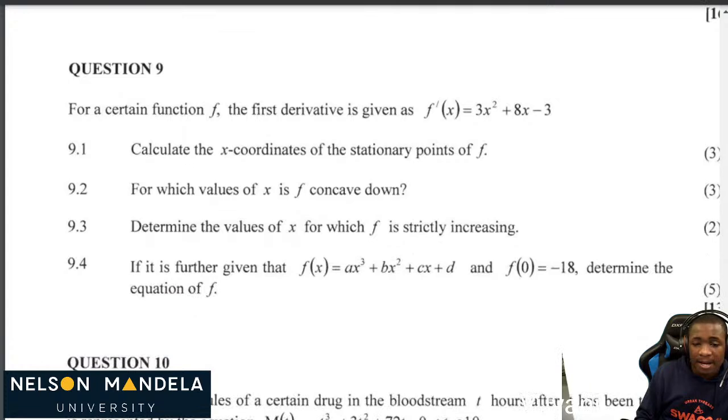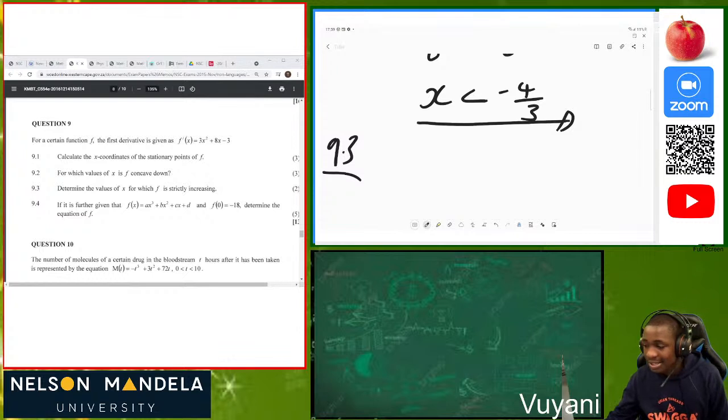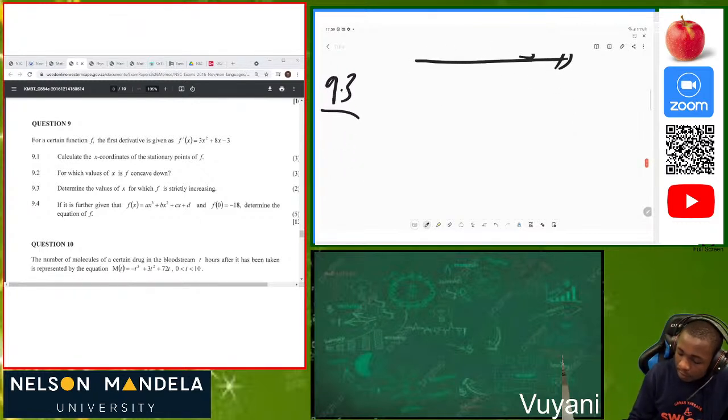Okay. 9.3. Determine the values of x for which f is strictly, underline that term, strictly increasing. So f will be strictly increasing, where will it strictly increase? It will strictly increase when f prime of x is greater or equal to 0.